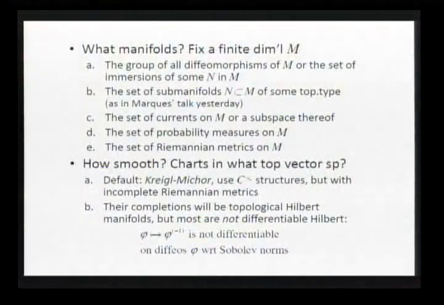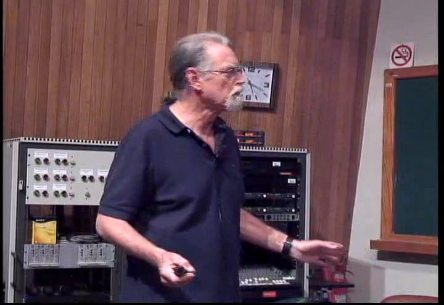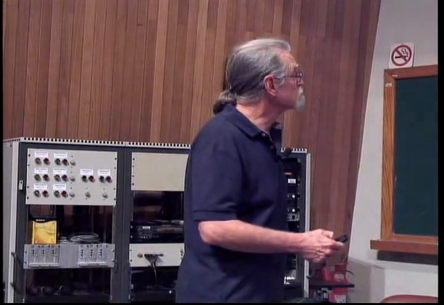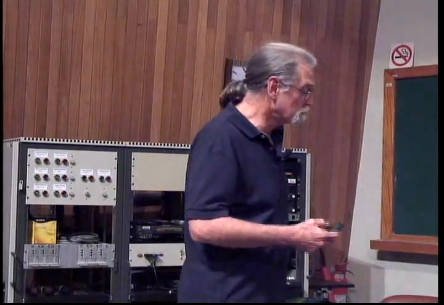Now in all these cases, the question arises, how smooth should the submanifolds be, or the diffeomorphisms be, or probability measures? Which means the charts on these manifolds, where should they lie? The charts on an infinite dimensional manifold should lie in an infinite dimensional topological vector space. And there's a beautiful book of Kriegl and Michor, which argues strongly that you should at least start your investigation by using C-infinity structures, and they call this the convenient calculus, because you never run into trouble doing all the calculations you'd like to do. But, of course, they're going to be incomplete if you use such smooth objects.